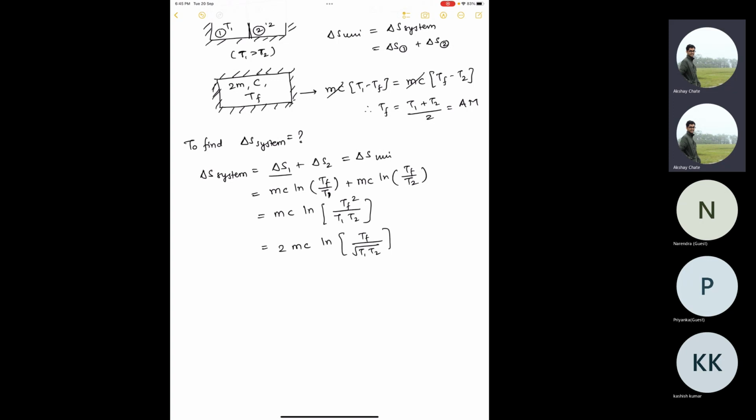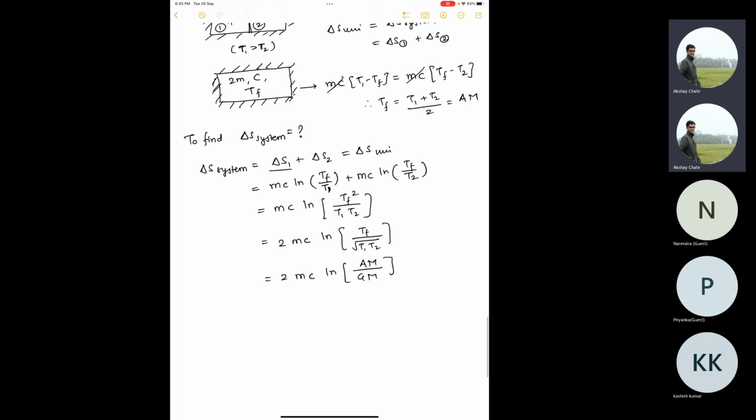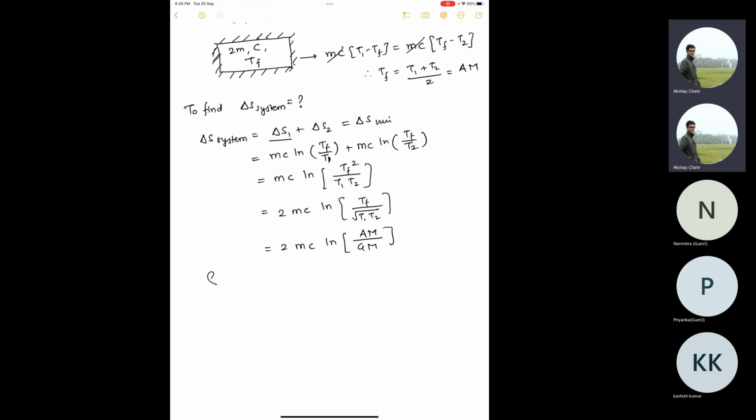Now if you see, Tf is nothing but the arithmetic mean. So you can just write it as the arithmetic mean by the geometric mean of the initial temperatures of the hot and cold fluid. And we know AM is greater than GM always. Therefore, delta S of your system will be greater than 0. It cannot be equal to 0.